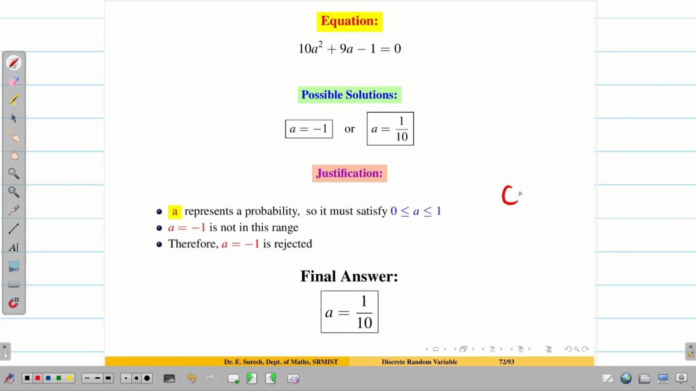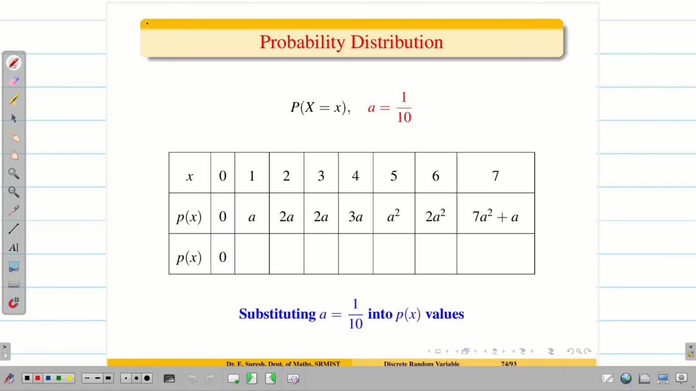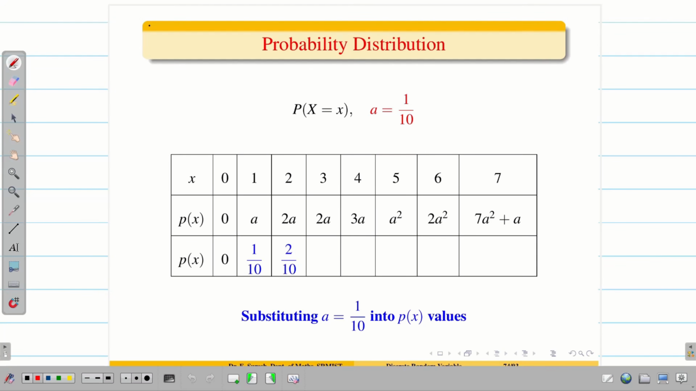Next, as usual, whenever the problem is given with CDF, complete the CDF first. But this time, I'm not going to do the CDF directly because it involves a square term. So let us write the probability distribution in terms of fractions. From this, I will find the CDF. So I'm going to substitute A equal to 1 by 10 in all the values. By substituting, we can easily get these values.